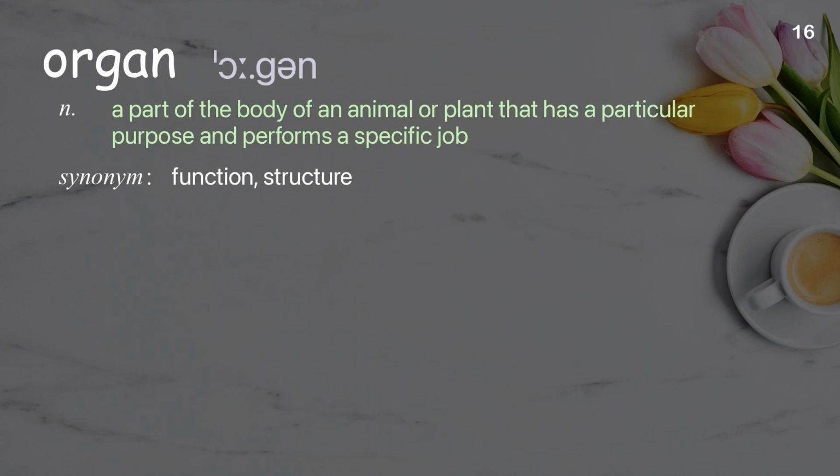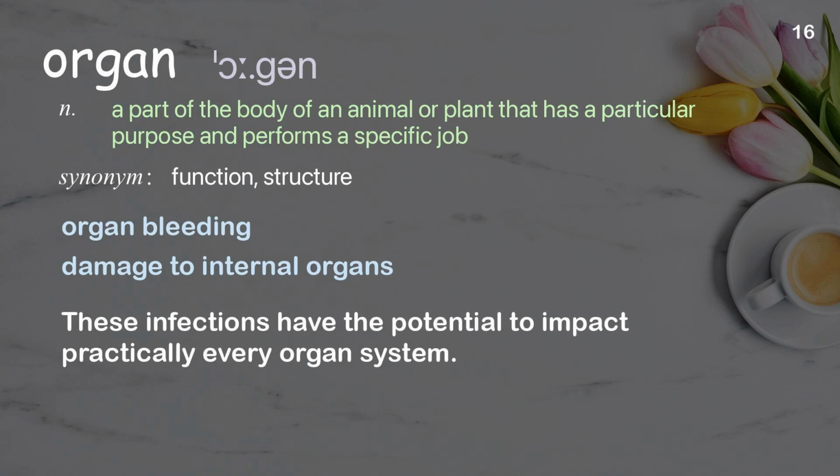Organ. A part of the body of an animal or plant that has a particular purpose and performs a specific job. Examples: organ bleeding, damage to internal organs. These infections have the potential to impact practically every organ system.